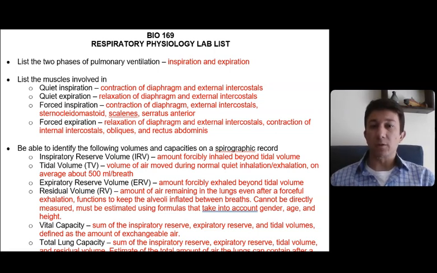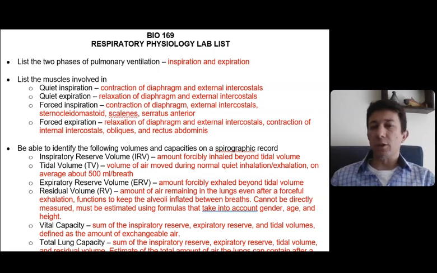Now, quiet expiration, on the other hand, involves the relaxation of the diaphragm and those external intercostal muscles. So quiet expiration doesn't involve any muscle contraction at all. So we say that it's a passive process simply because it involves the relaxation of those two muscles that we just examined. And what that does is that decreases the volume inside of the thoracic cavity when those muscles relax. And when that happens, that creates a slightly higher pressure inside of the lungs than in the atmosphere, and helps to push or force air out of the alveoli and out of the lungs.